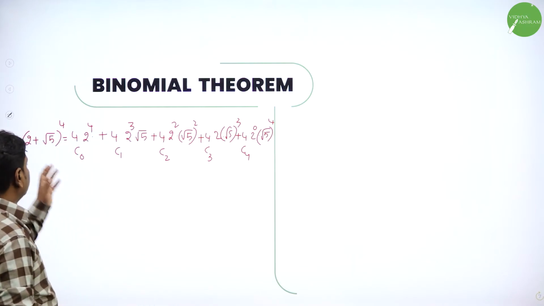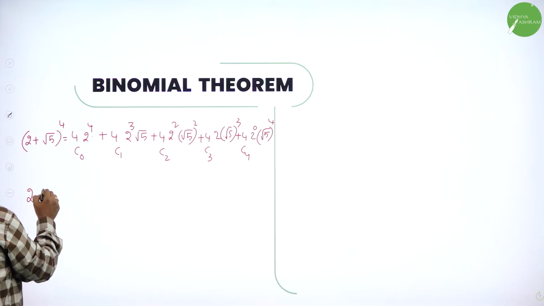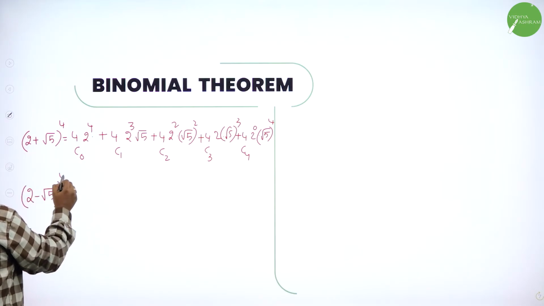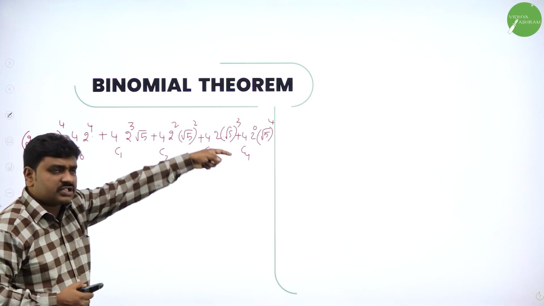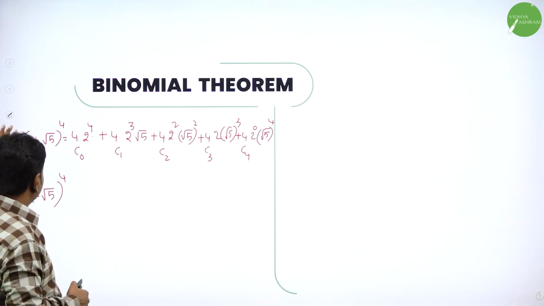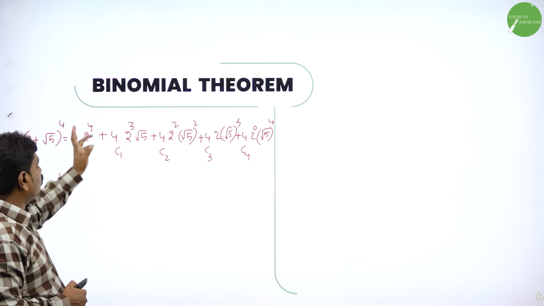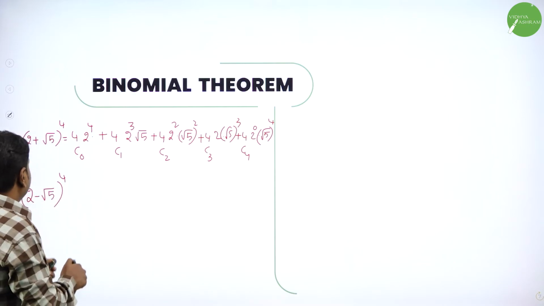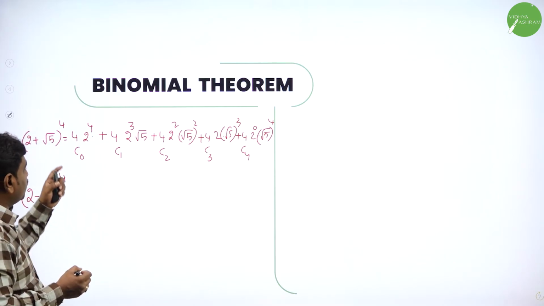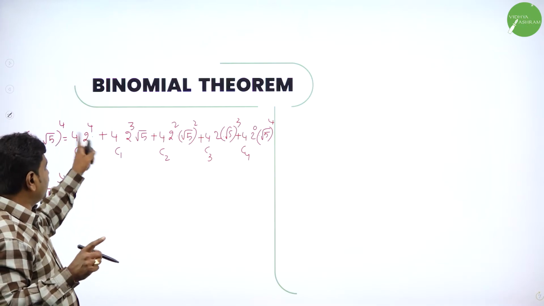So whatever we wrote as 2 plus root 5 power 4, same thing we'll write for 2 minus root 5 power 4. All of you know binomial expansion. Start with 4C0, then 4C1, 4C2, 4C3, 4C4, you should stop. Then first term, what is the first term? 2. 2 power n, n means 4. Start from 2 power 4, go on decreasing: 2 power 4, 2 power 3, 2 power 2, 2 power 1, 2 power 0. And second term, root 5. Root 5 start with power 0: root 5 power 0, root 5 power 1. Root 5 power 0 is 1. That's why I did not write this.